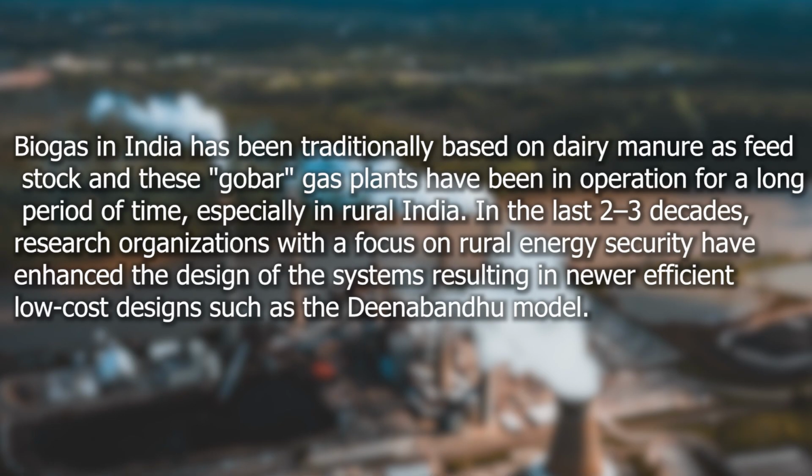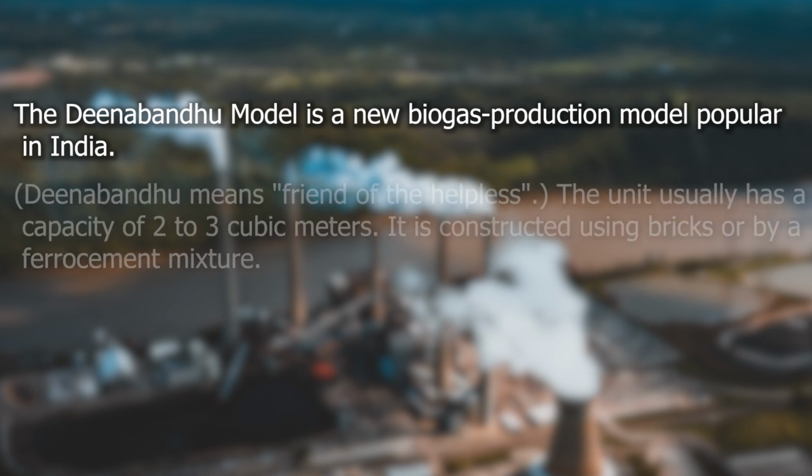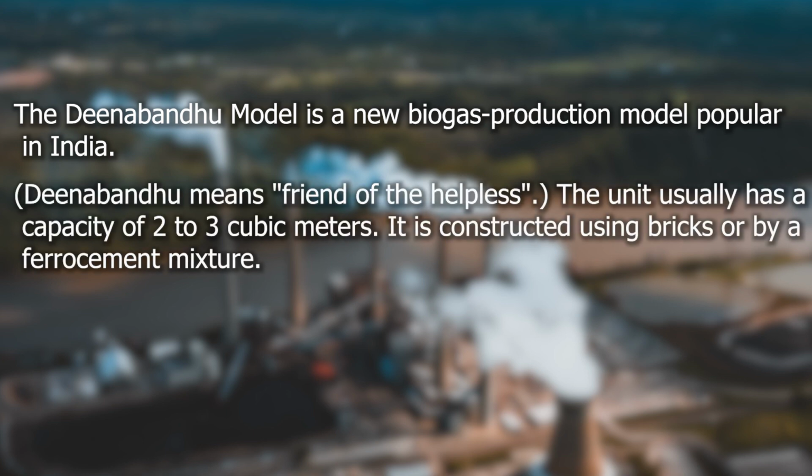Biogas in India has been traditionally based on dairy manure as feedstock, and these gobar gas plants have been in operation for a long period of time, especially in rural India. In the last 2-3 decades, research organizations with a focus on rural energy security have enhanced the design of this system, resulting in newer, efficient, low cost designs such as the Deenbandhu model. The Deenbandhu model is a new biogas production model popular in India. Deenbandhu means friend of the helpless.